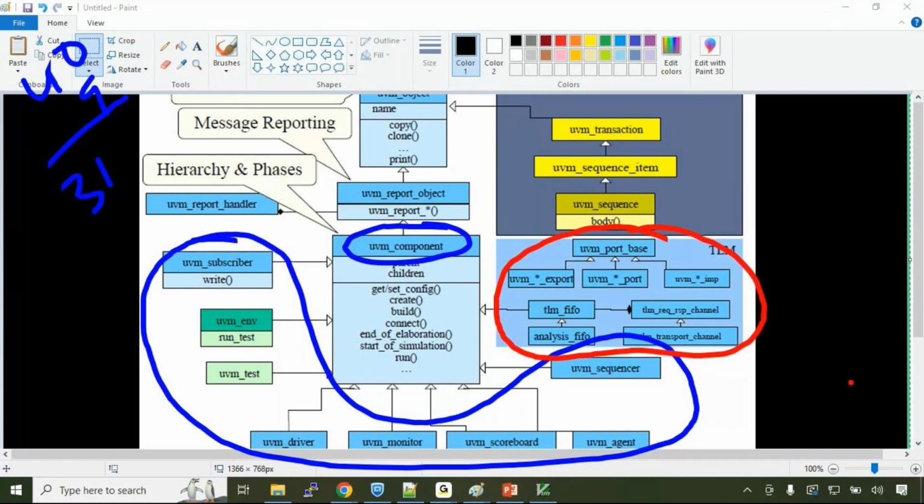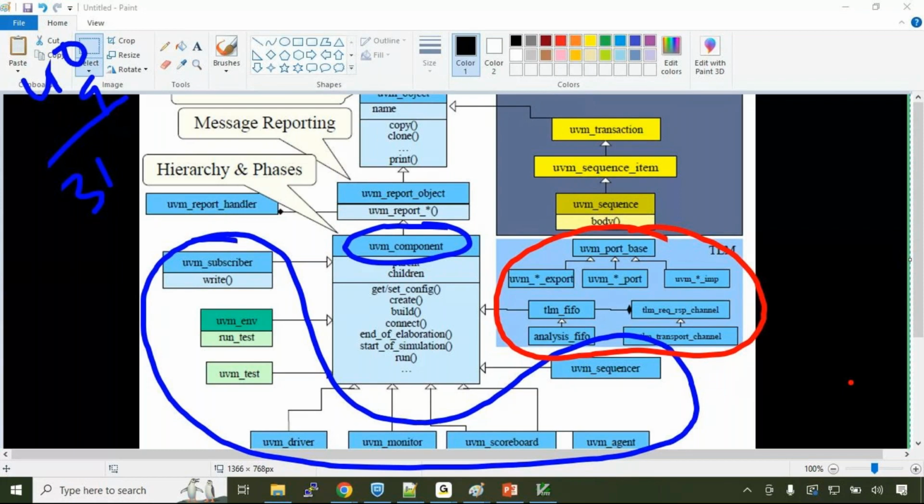This is the second category, components used for connecting purposes. How did we connect in SystemVerilog? Mailbox. We don't use the mailbox concept in UVM because there is a better way to do the connections. Compared to mailbox, UVM provides better ways of doing connections. When we go to the concept of TLM, transaction level modeling, we will understand how that is improved further. No big difference, but there is an improvement. Because of that, instead of mailbox, we use TLM.